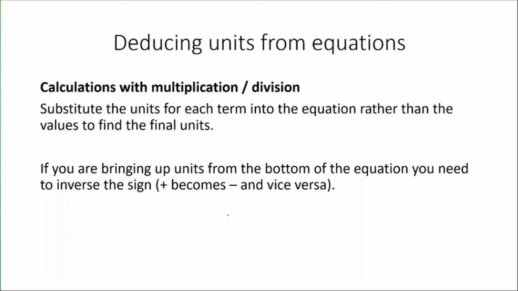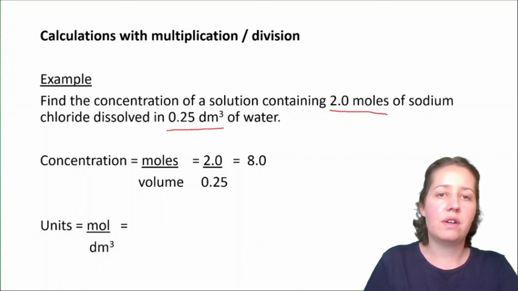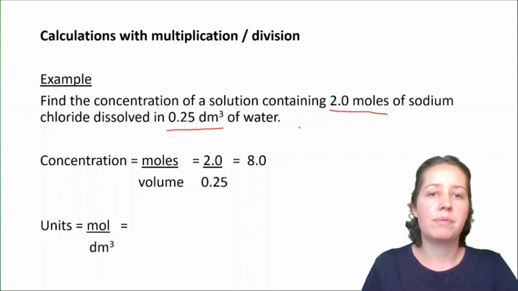The easiest way to understand that is to have a look at an example. Here we have an example where we have to find the concentration of a solution containing 2 moles of sodium chloride dissolved in 0.25 decimeters cubed of water. Well, the equation for concentration is moles divided by volume. So I put my numbers in, 2.0 divided by 0.25, and I get an answer of 8, which I'm giving to two significant figures like my data.